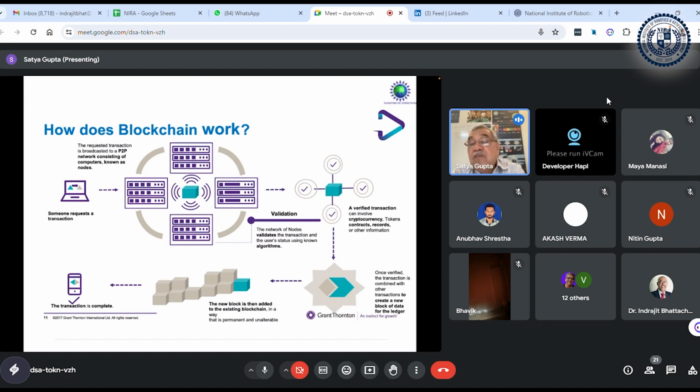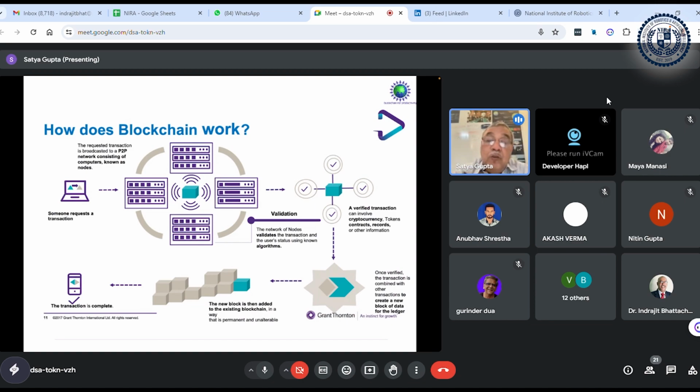Once verified, the transaction is combined with other transactions to create a new block of data for the ledger. So first it is received, then its hash is generated, and then it is validated by using an algorithm. These algorithms are also called consensus mechanisms, and there are different ones which we'll be seeing.